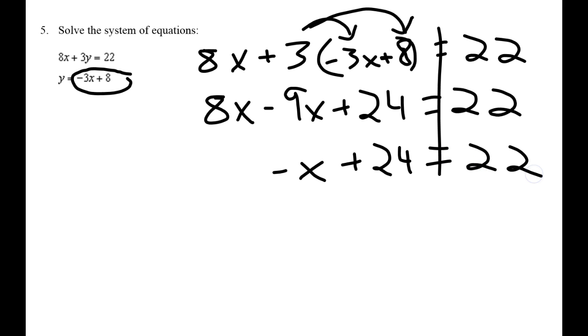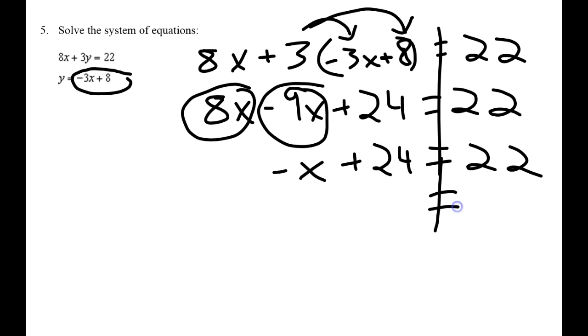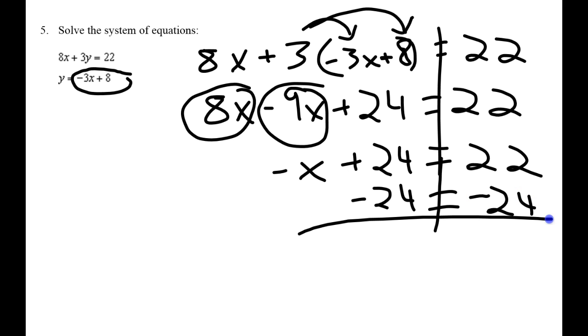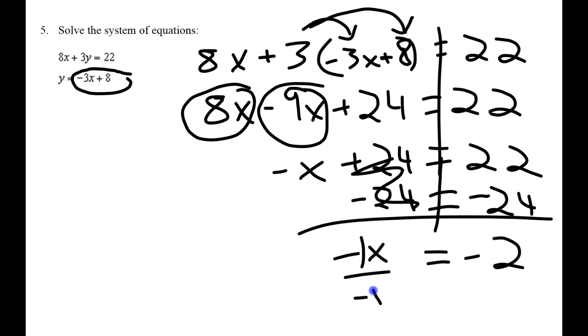Now remember, the reason I combine these is because they're like terms. So all I did after I distributed was combine my like terms. My goal is to get the x on one side by itself and the numbers on the other side. So I need to move this 24 over, so minus 24 to both sides. I end up with negative x equals negative 2. Right now I have an invisible negative 1 in front of my x, so I'm going to divide by negative 1. And x equals positive 2.